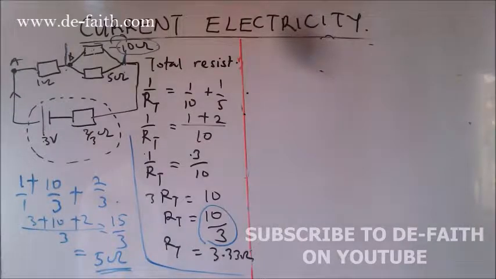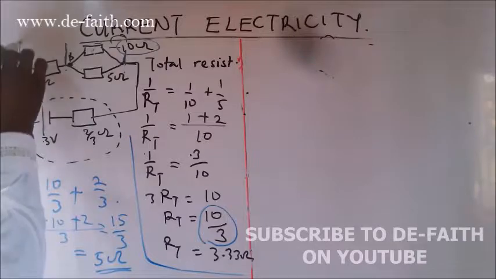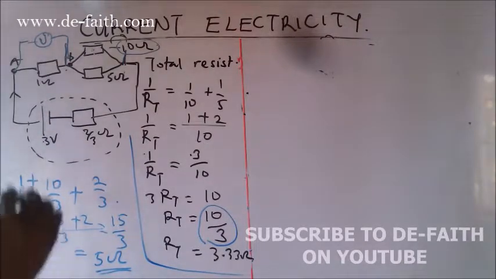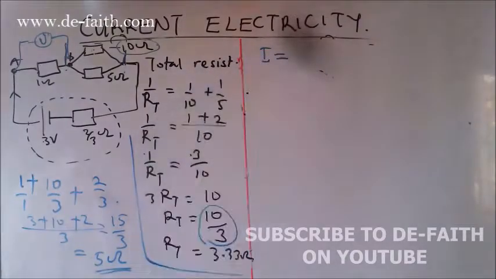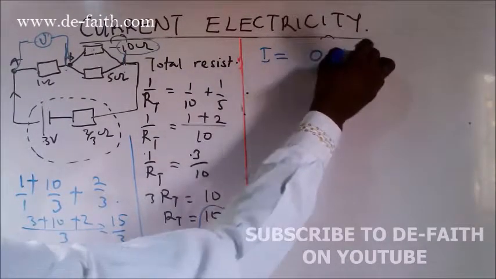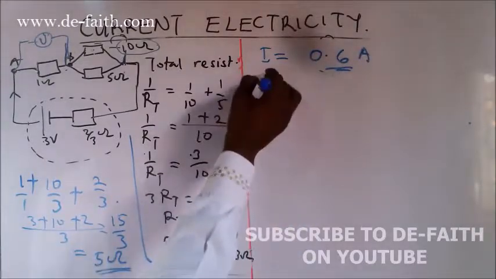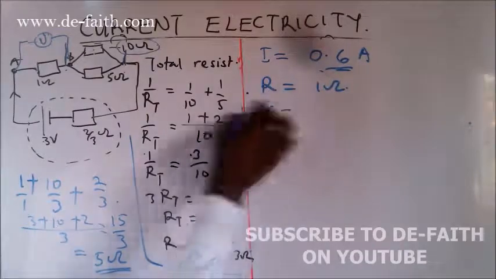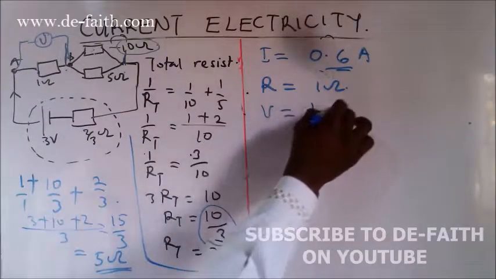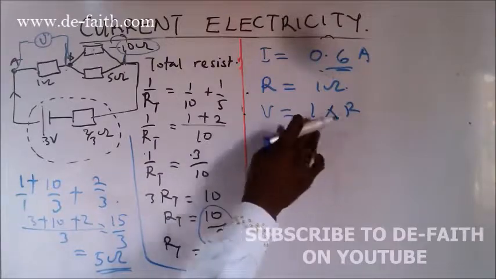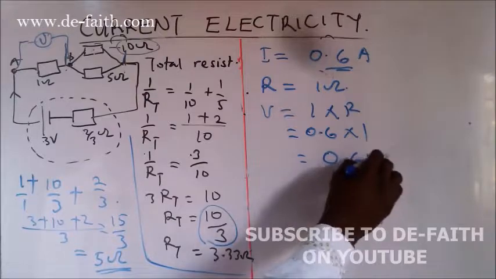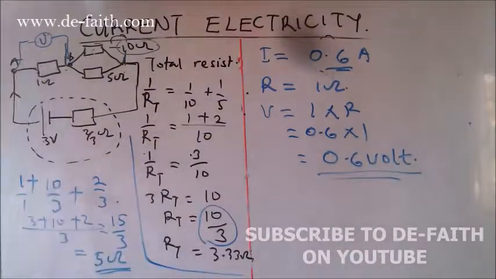Next, the B part says we should find the potential difference across AB. That will mount a voltmeter across this place and look for the potential difference. The current flowing through the circuit still remains 0.6 ampere from our earlier calculation. Then the resistance is 1 ohm. So the potential difference across this place will be I times R, that is 0.6 multiplied by 1, and that's 0.6 volts. That is the potential difference across these points.